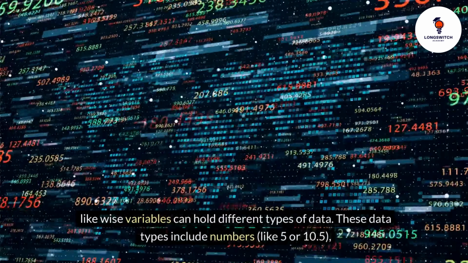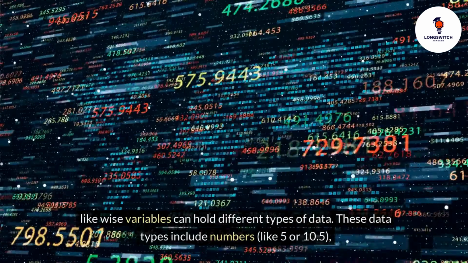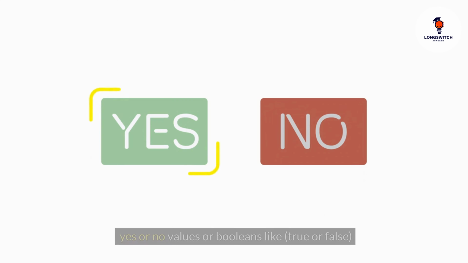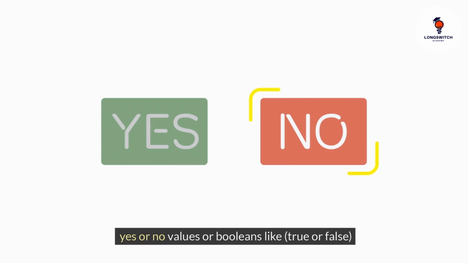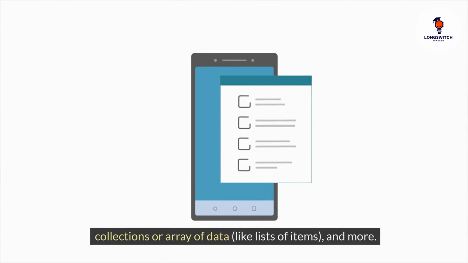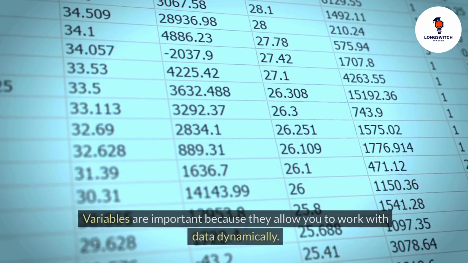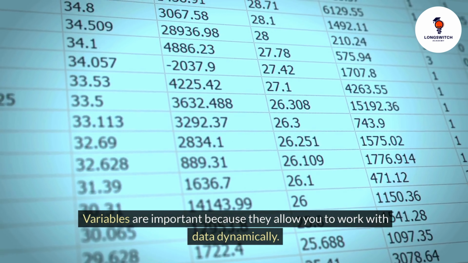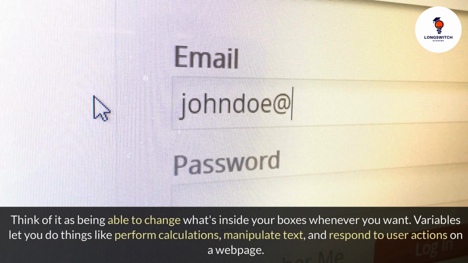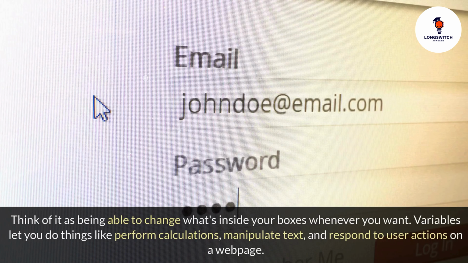These data types include numbers, like 5 or 10.5, words, like hello or JavaScript, yes or no values or booleans like true or false, collections or arrays of data, like lists of items, and more. Variables are important because they allow you to work with data dynamically. Think of it as being able to change what's inside your boxes whenever you want. Variables let you do things like perform calculations, manipulate text, and respond to user actions on a web page.